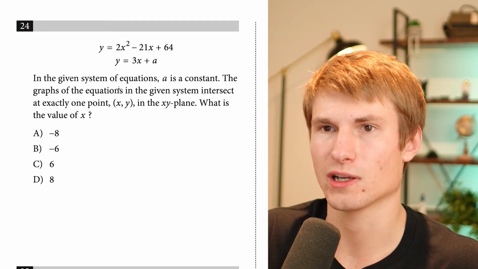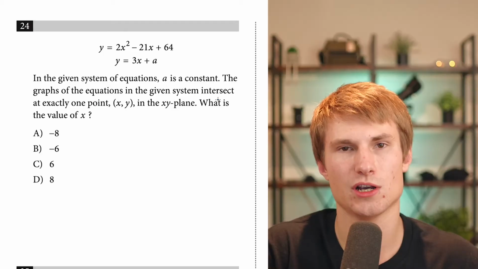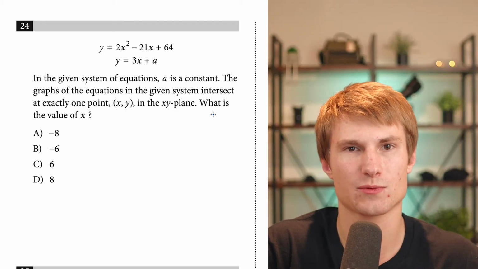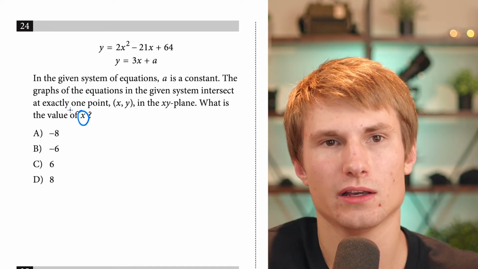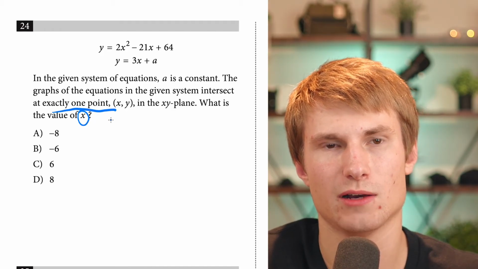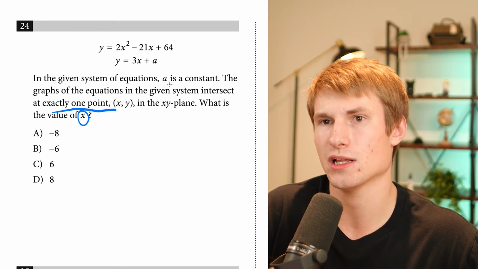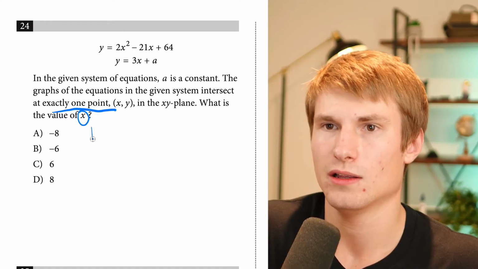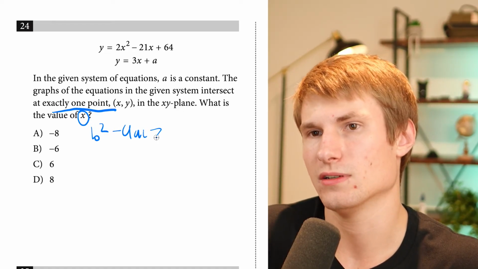Here's question 24. Given a system of equations, a is a constant, and the graphs of the equations intersect at exactly 1 point, x y in the xy plane. What's the value of x? Anytime you're told something intersects at 1 point, 0 points, or 2 points, pay attention to that. In this case, exactly 1 point. That's telling me that b squared minus 4ac must equal 0.